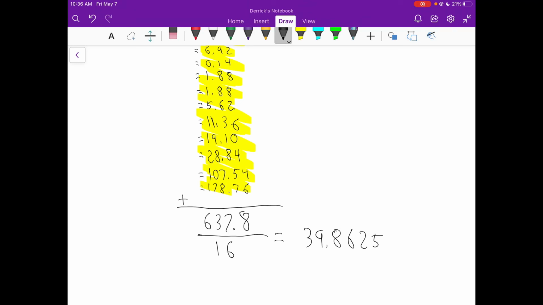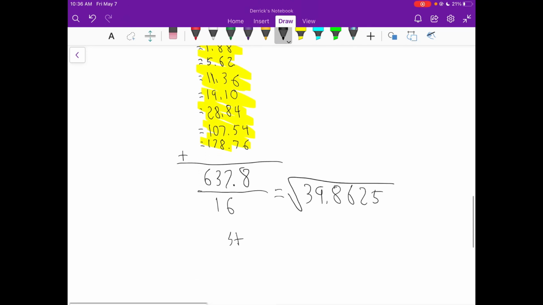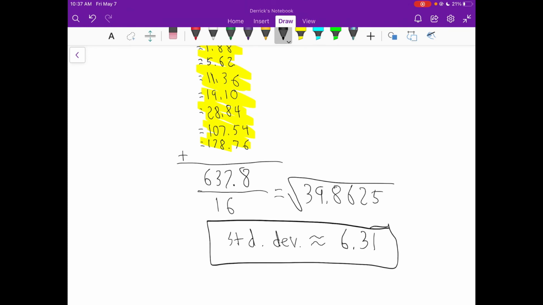Please remember, because I know it's going to be hard, after all this work, you want that to be your final answer. That is not your final answer. We still need to reverse the squaring that we did, and we need to square root this to get our standard deviation. If you square root that 39.8625, you will get that our standard deviation is approximately equal to 6.31. That would be your standard deviation for this.